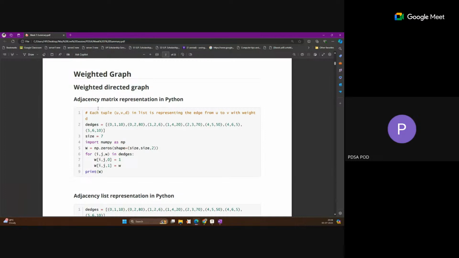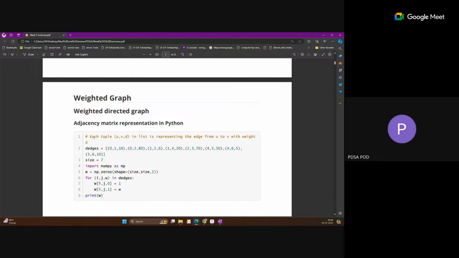First, the weighted graph. In the previous week you already worked with graphs, and in that week we only used the undirected graph. We also used the directed graph in topological sort, but we did not use weights on the edges. We only used the unweighted graph. Now this week we will discuss the weighted graph.